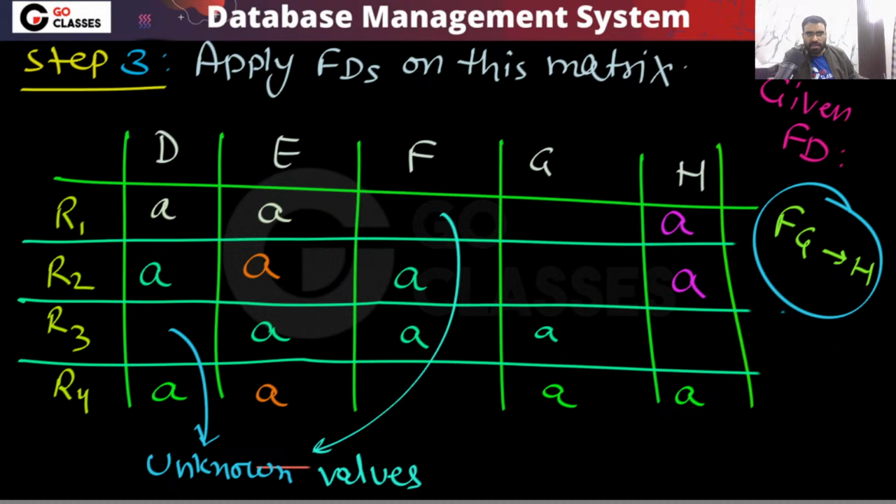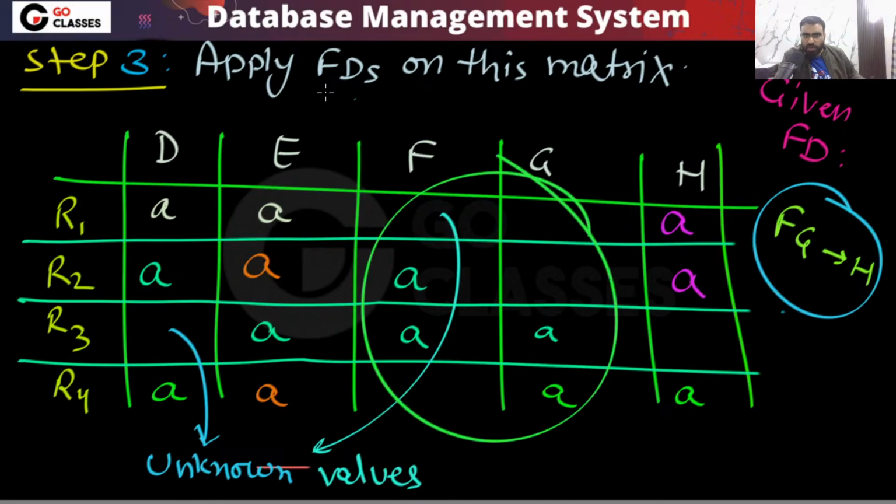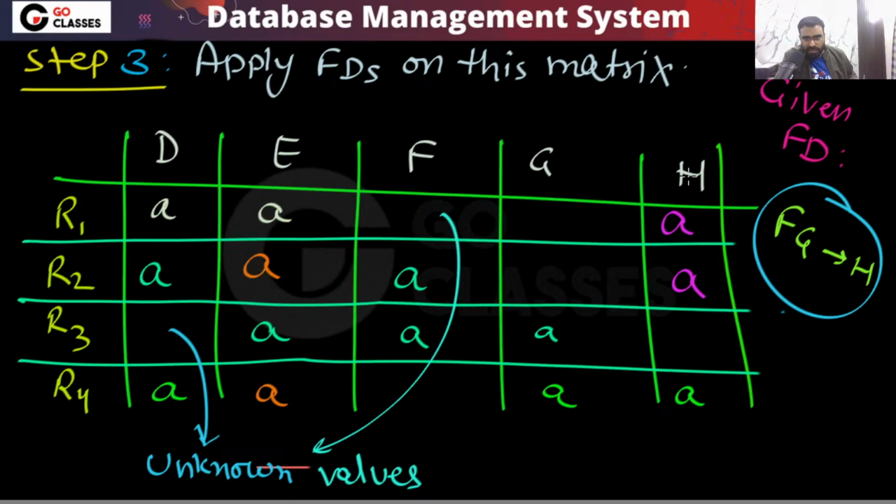Is this clear? Now you notice this FD is given to us, FG determining H. So whenever two tuples have the same FG value, then they must have the same H value. But you can notice that no two tuples have the same FG value. Here we don't know what the FG value is.